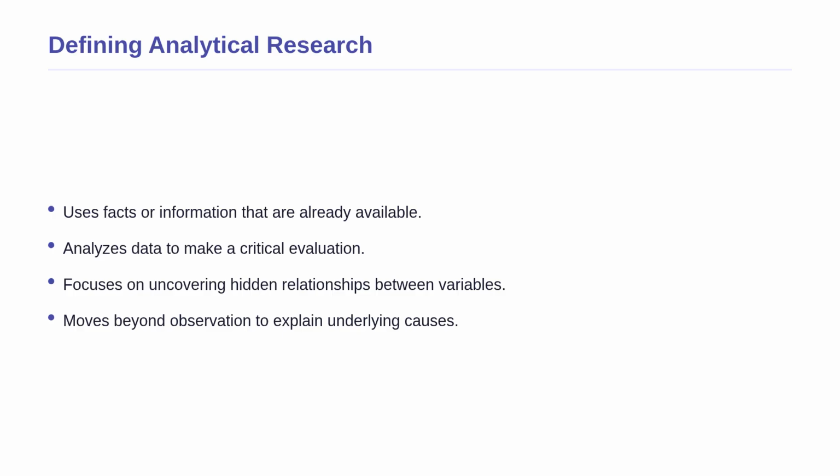Building on those basic facts, we move to the second type. In analytical research, the researcher has to use facts or information that are already available and analyze these to make a critical evaluation of the material. While descriptive research stops at observation, analytical research digs deeper. It focuses on uncovering the hidden relationships between different variables. It asks the difficult questions about cause and effect. You are no longer just a passive observer recording data. You are actively evaluating that data to explain the underlying mechanisms and causes behind the phenomena you are studying.